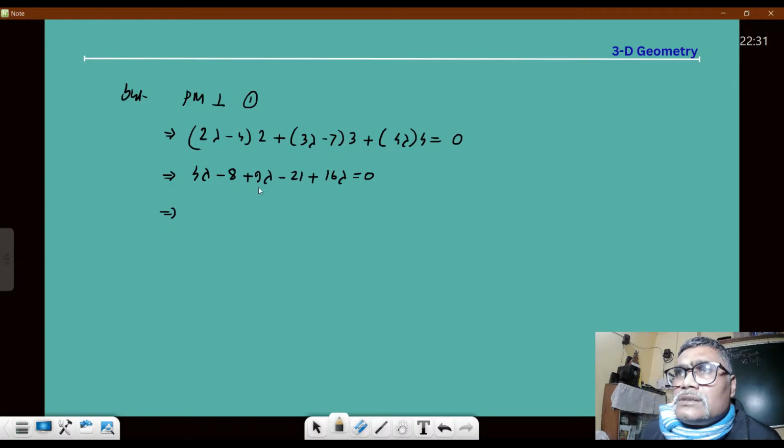Now this is what, 16 plus 9 will be 25. 25 plus 4 will be 29 lambda, and the rest will be also 29. So lambda equal to 1.